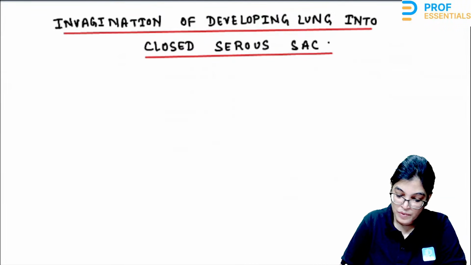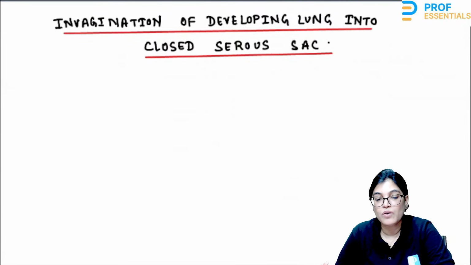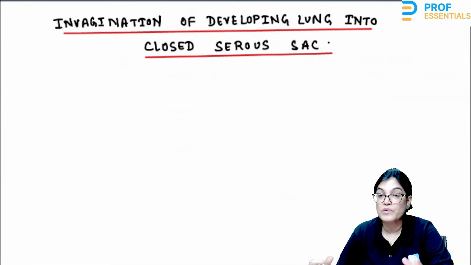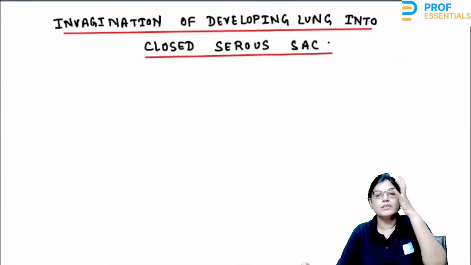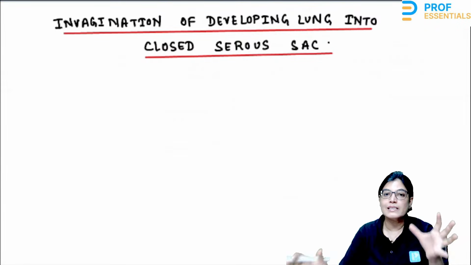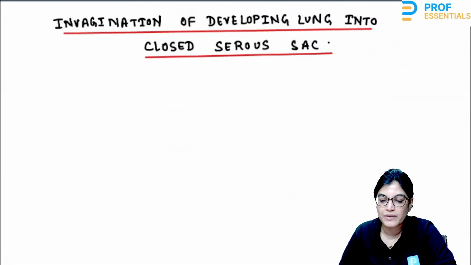We will draw a few images so that you can better understand how it happens. So we will draw a few steps. Firstly, what happens? If I talk about the first thing, in the lateral space of the thoracic cavity there is just the presence of a sac. That is called serous sac or pleural sac.